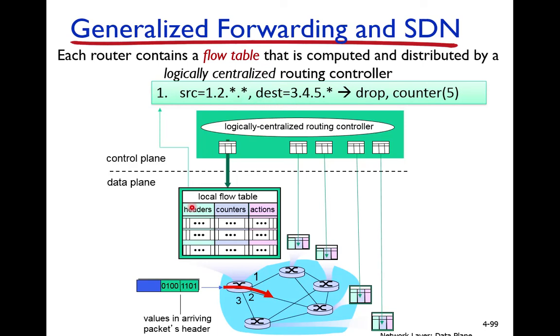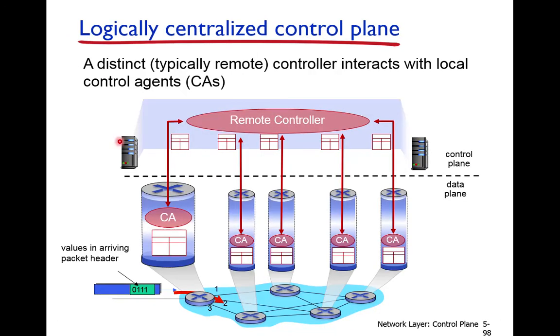And this flow table is basically computed by the logically centralized controller, and the control plane is implemented here at the controller. So for all the switches there is a single control plane, and that single control plane is implemented on the controller. This is also called a logically centralized routing protocol. This control plane can be implemented on a single machine, or it can be implemented on many physical machines. For example, it is implemented on 5 machines, but these 5 machines will logically appear as a single machine, like we have in cloud computing.